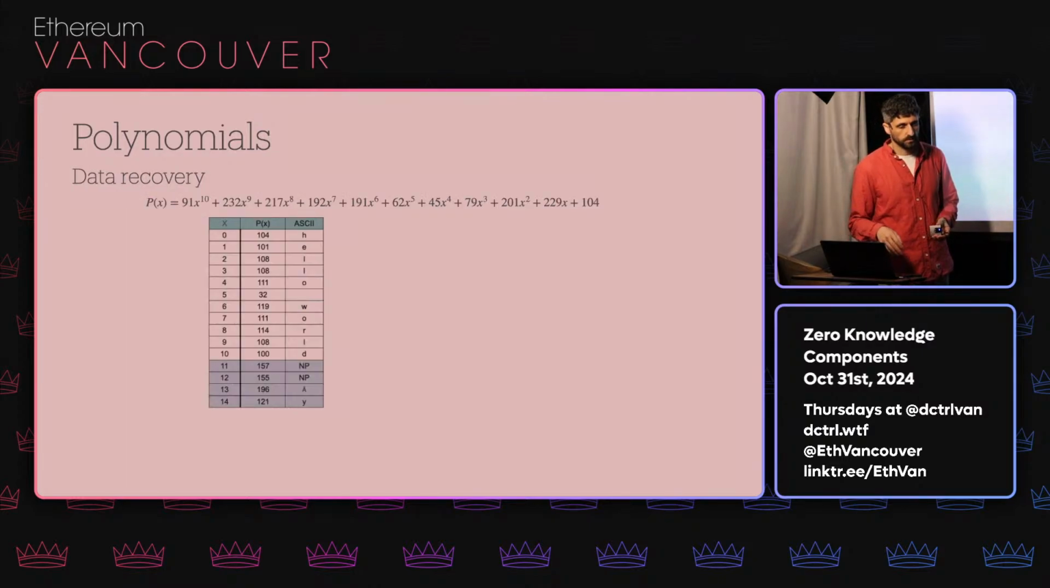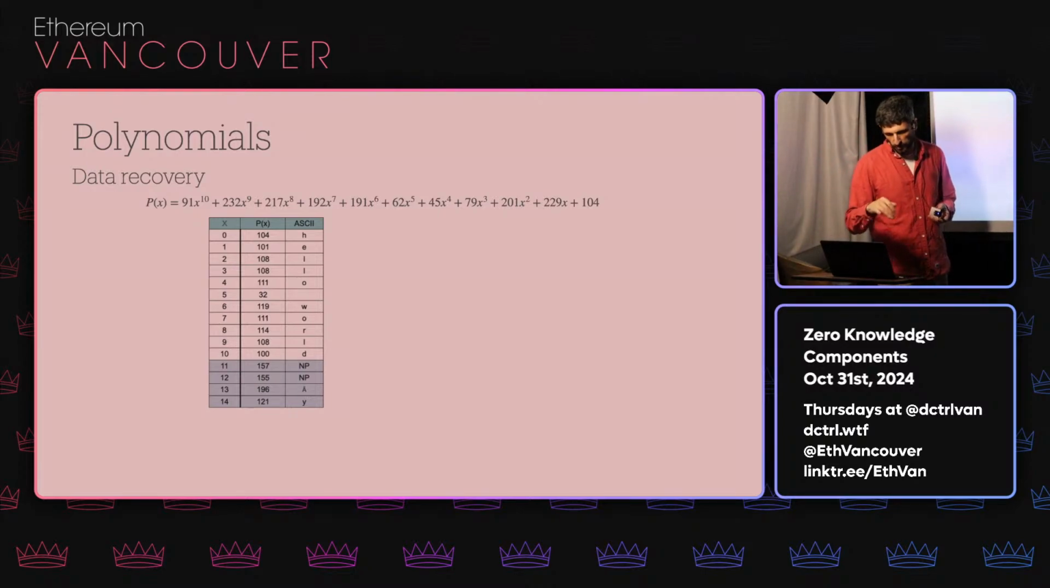Okay, so why are we using polynomials? We can use them for data recovery. Let's assume I want to send this hello world message over the network, and we know that the network is kind of a messy environment, and some packets can be lost. And the question is, how can we actually reconstruct the data without asking the sender to resend the data again?